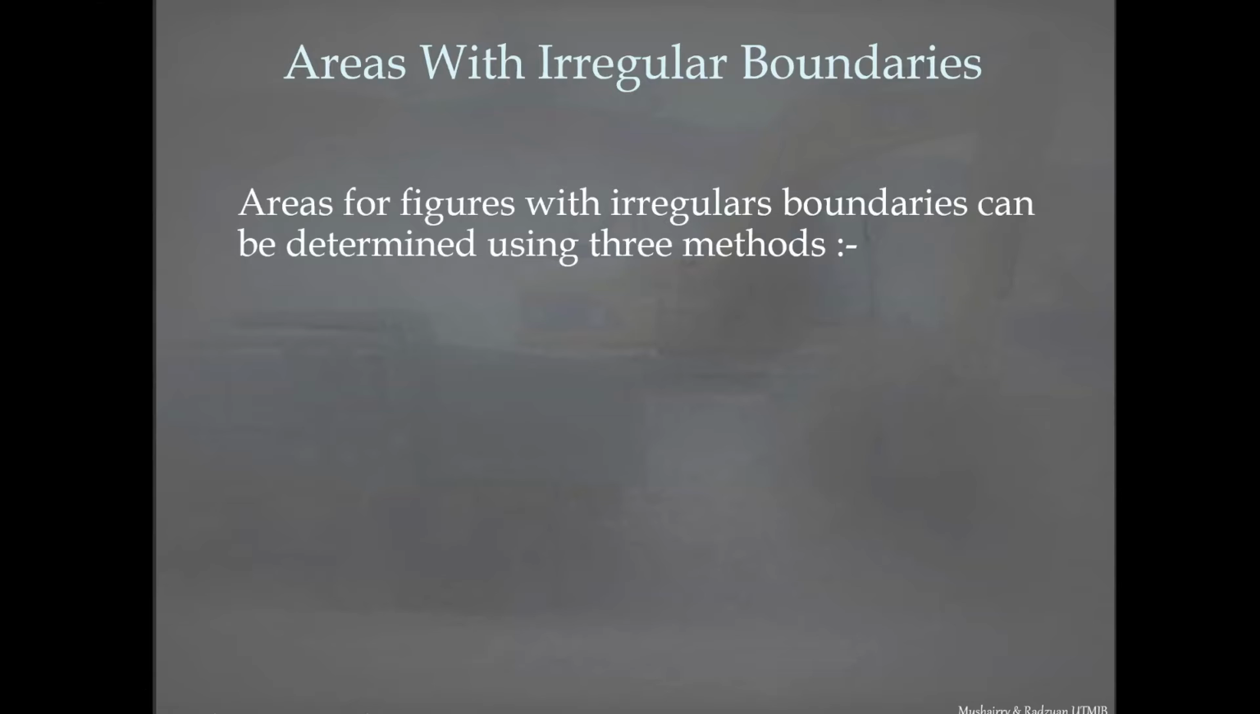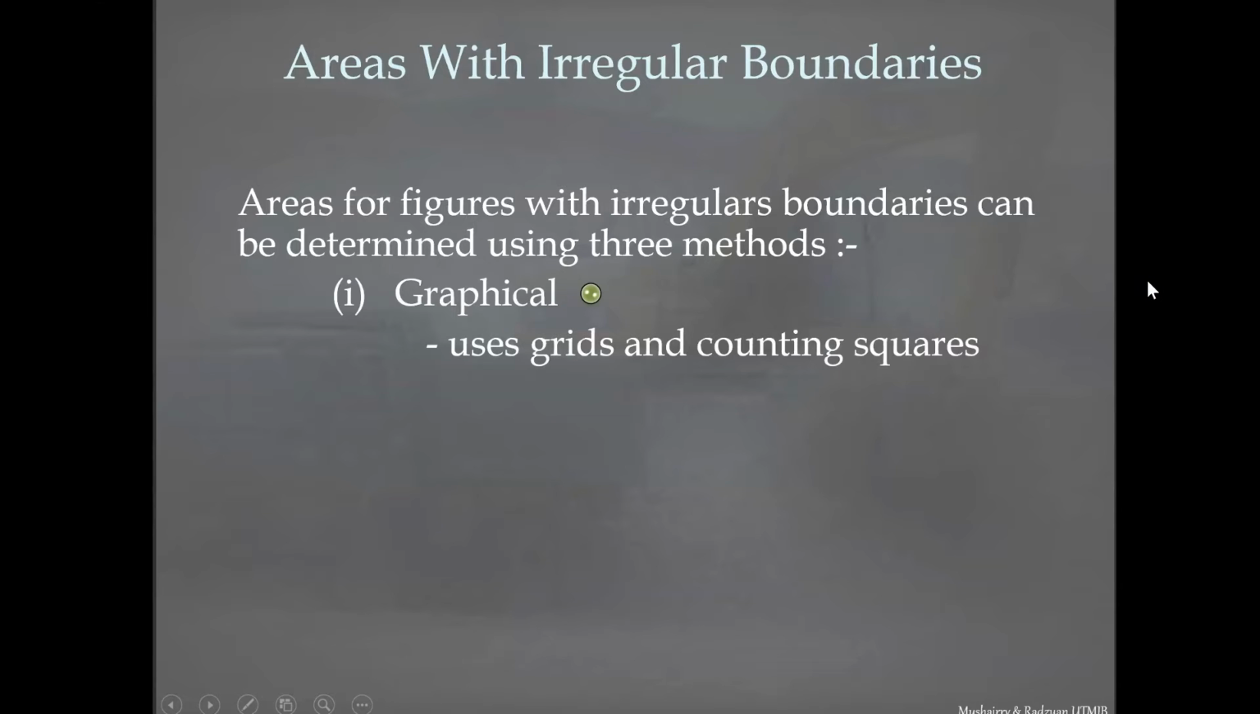Area for figures with irregular boundaries. There are three ways of dealing with them. We can find the areas. There are three methods that we can apply. We can apply the graphical method, which simply uses grids and counting squares, and I believe that you've done this sometime before.